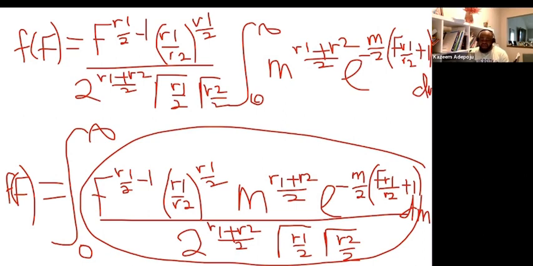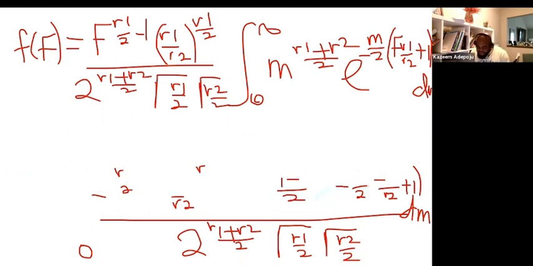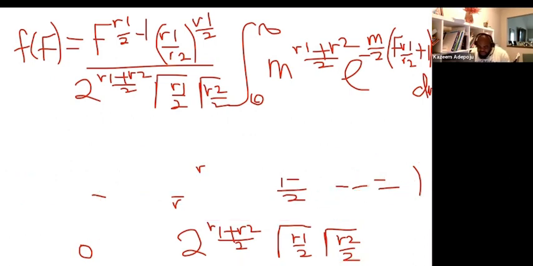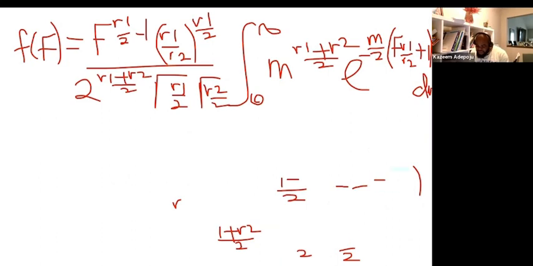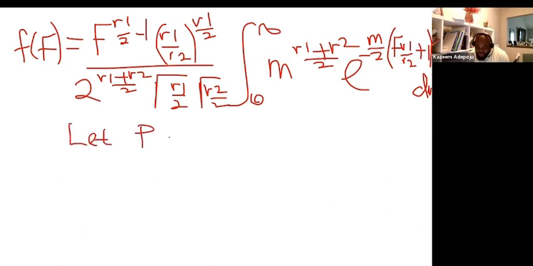Take a look at that. Now the moment I have that, I want to focus on the one in the integral. Don't forget, we want to use a gamma function, but before using the gamma function, we first need to use the method of substitution. We can let p be equal to m over 2 f r1 r2 plus 1.